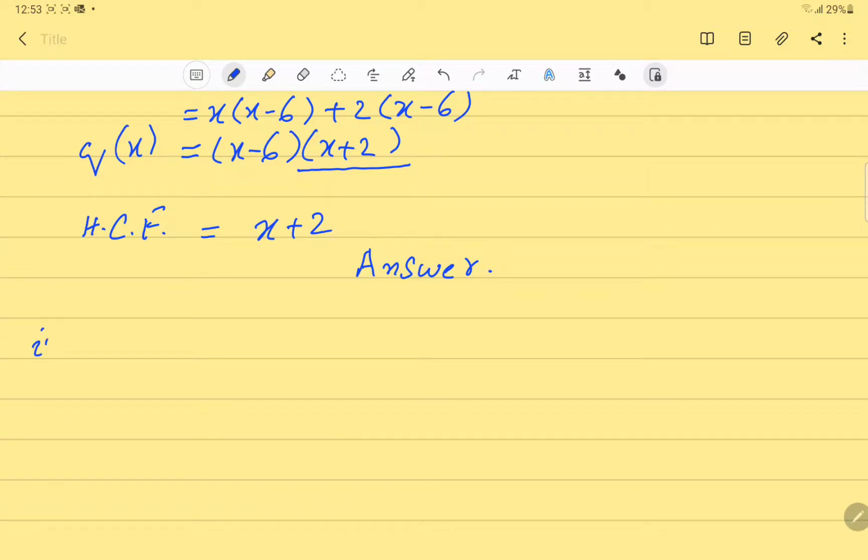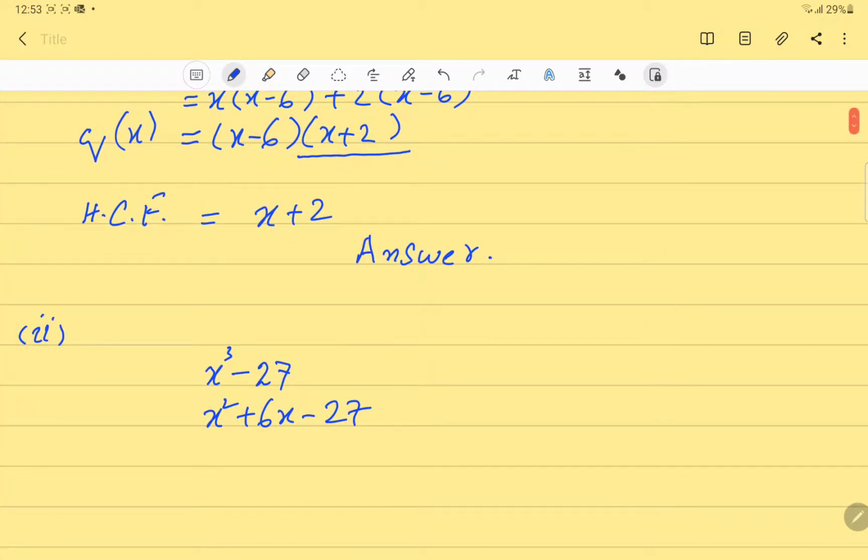We move towards our second question. Our second question actually has three expressions, which are x cube minus 27, x squared plus 6x minus 27, and the third one is 2x squared minus 18.